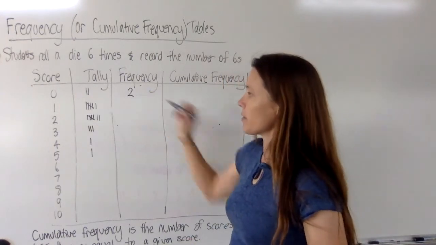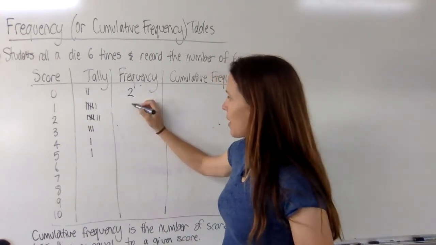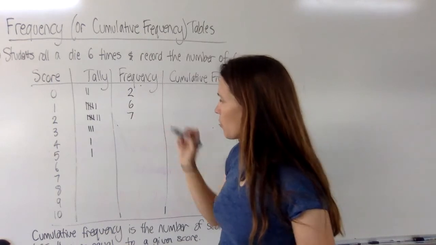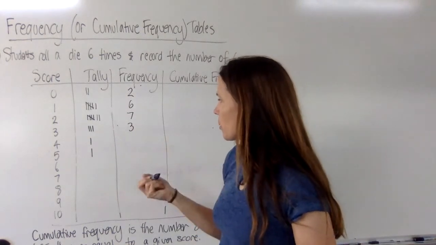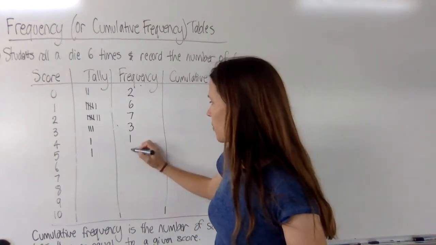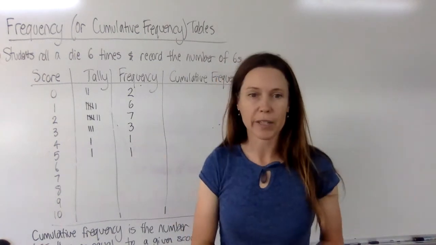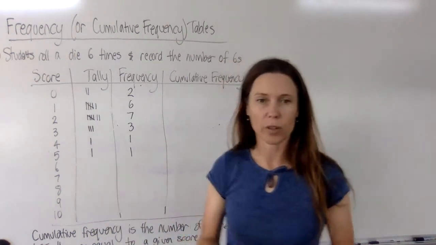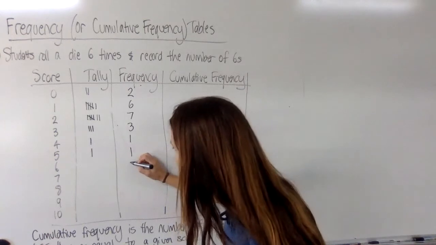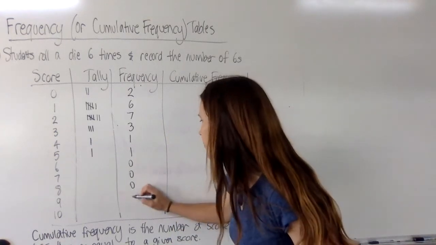Well, it happened twice. Getting 1 six happened 6 times, 7 people got 2 sixes, 3 people got 3 sixes, and only 1 person each got 4 or 5 sixes, and none of these other scores occurred. So you could put zeros in there as placeholders if you want to.